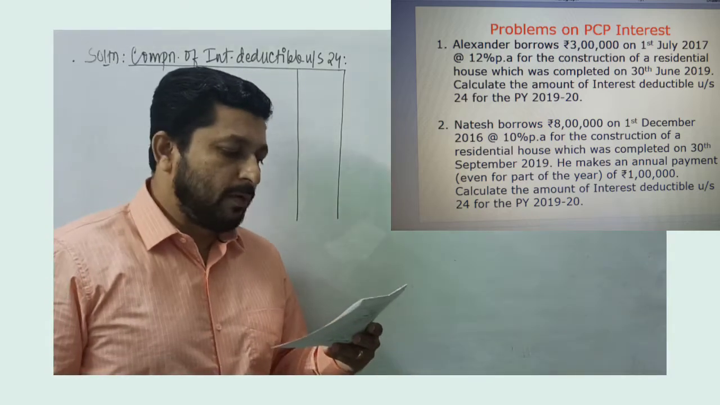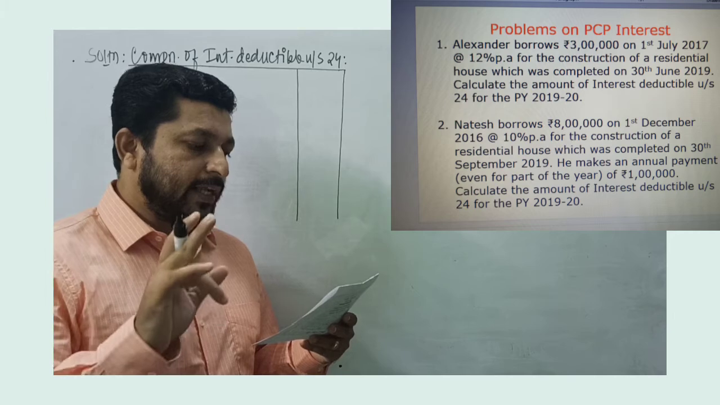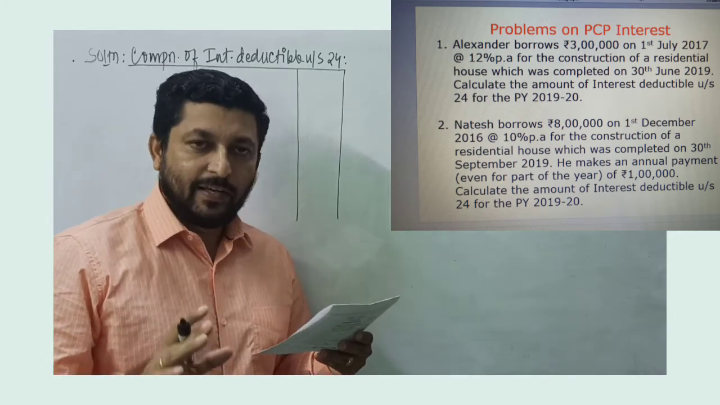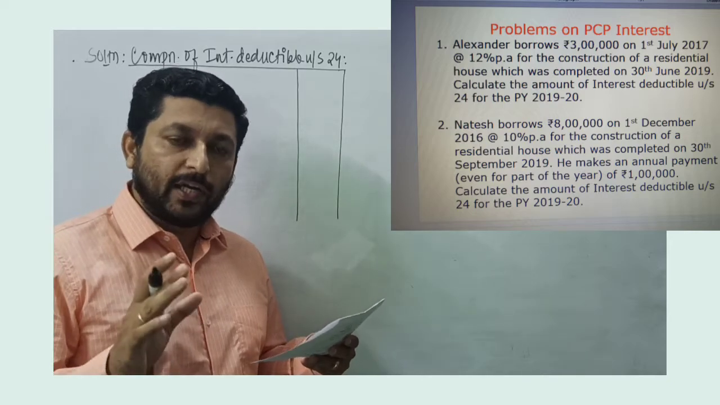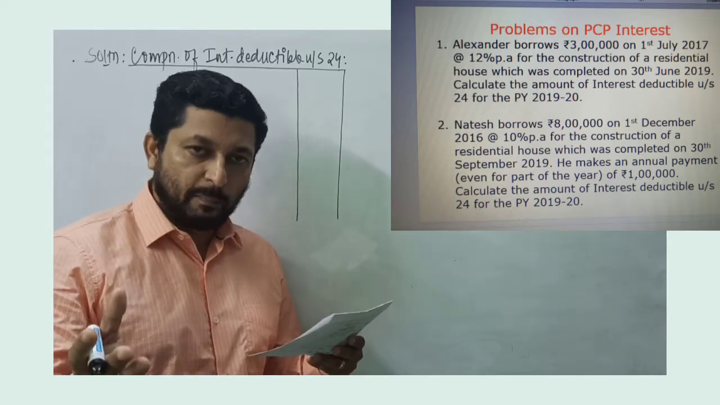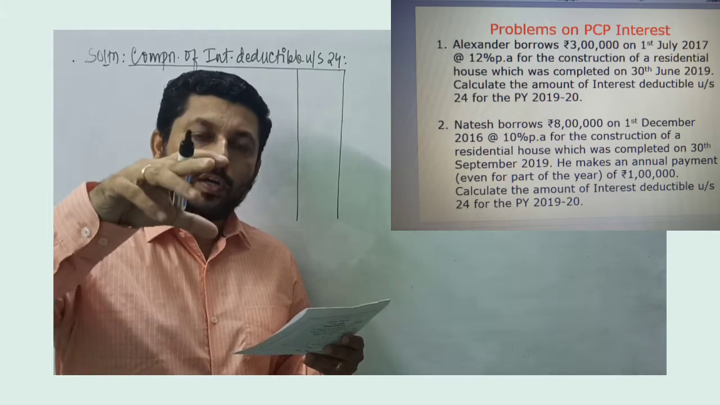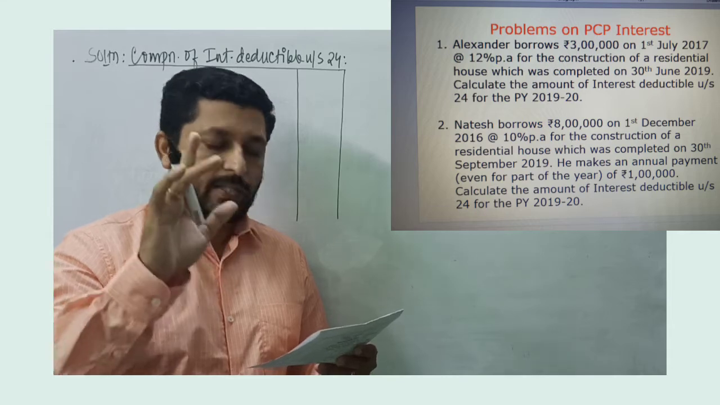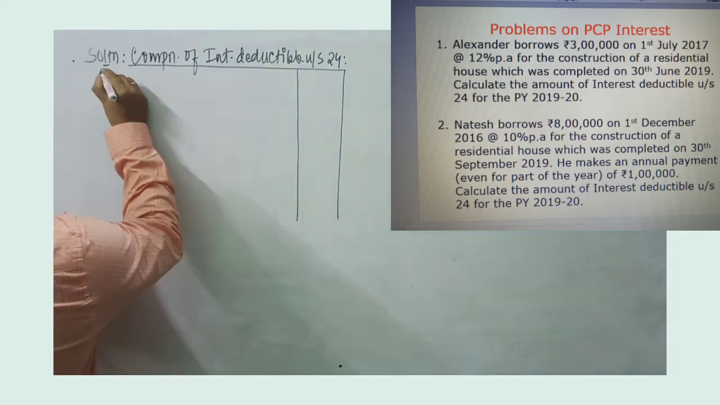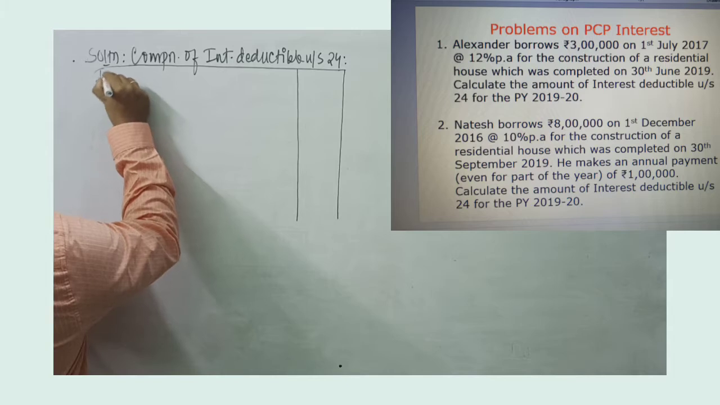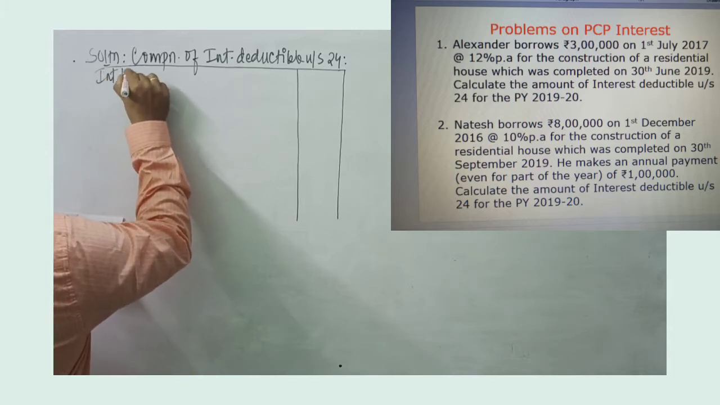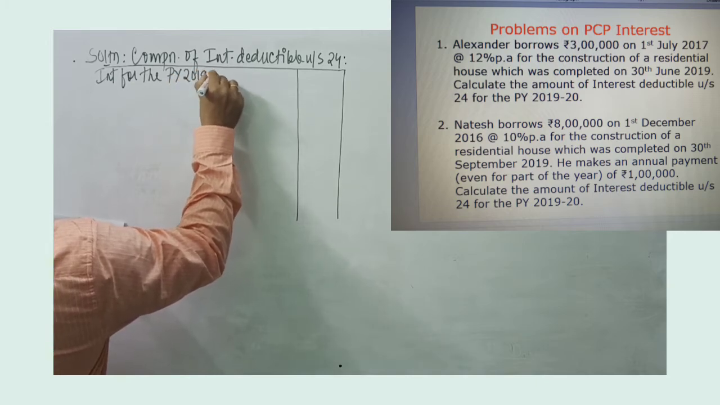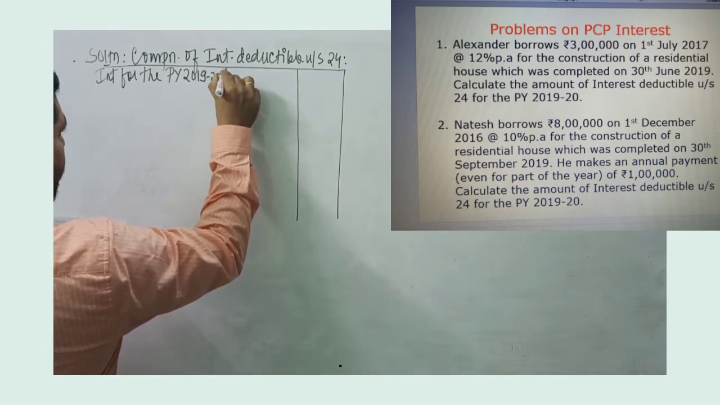Now if we go through the problem, it's clearly given that the construction was completed on 30th of June 2019. That means in the previous year 19-20, the construction is completed. And the interest for the year of construction does not form a part of pre-construction period interest. So I can record it here: interest for the previous year 19-20.